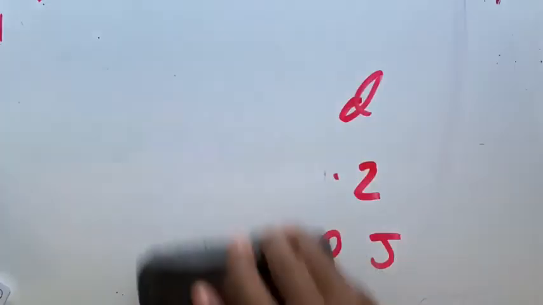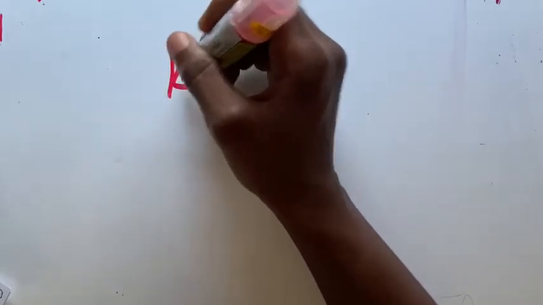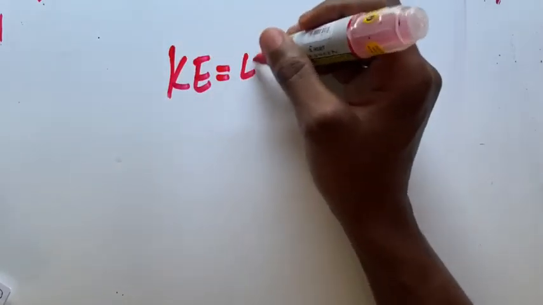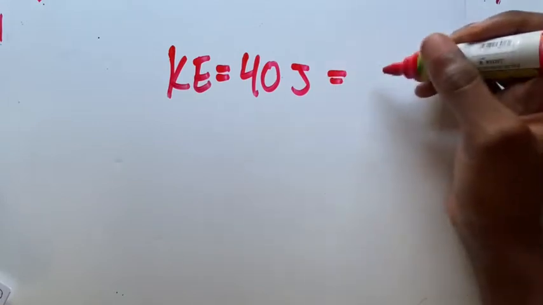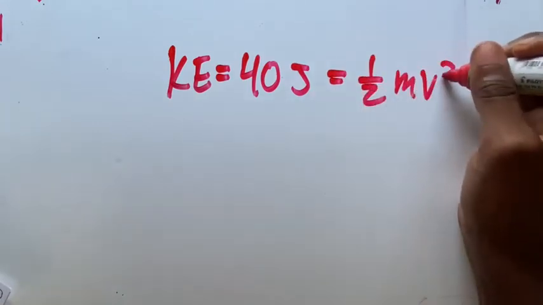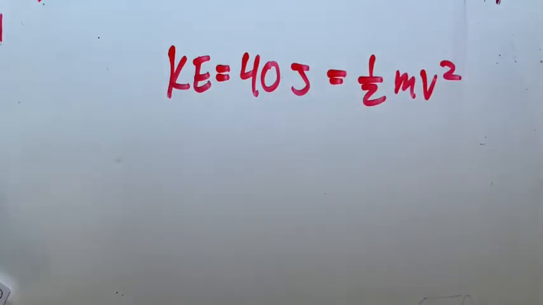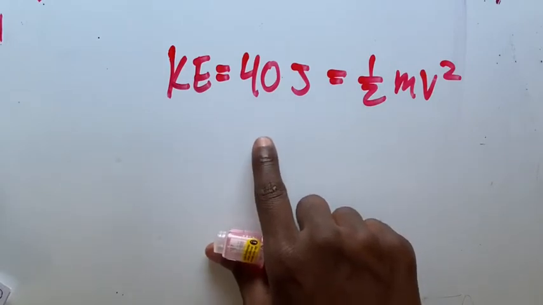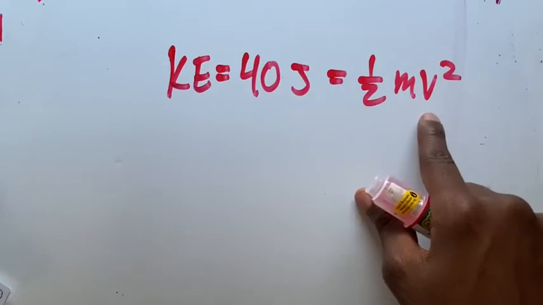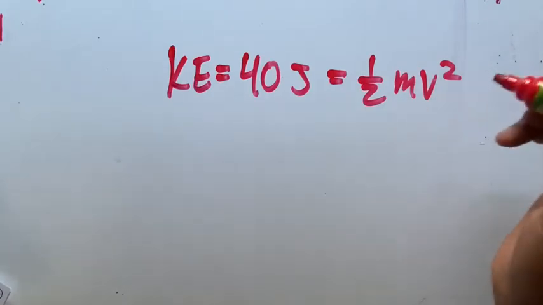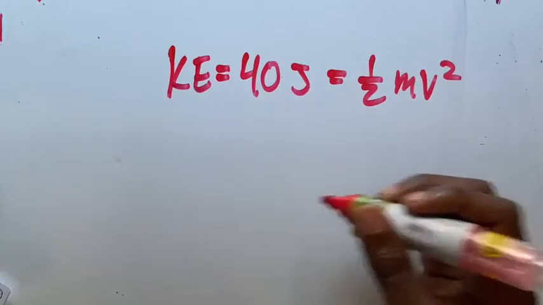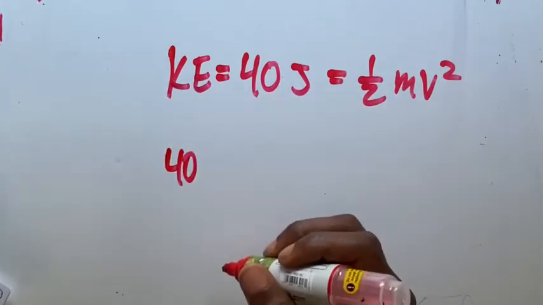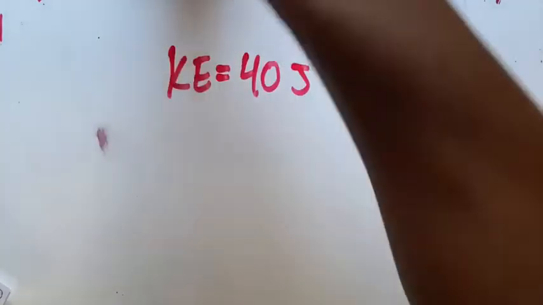13 says a shopping cart moves with the kinetic energy of 40 joules. So we have a shopping cart moving with some kinetic energy of 40 joules. And kinetic energy is given by 1/2 mv squared. If it moves at twice the speed, if we double the speed, let's see what happens. Now we have 40. Well, let me do it this way.